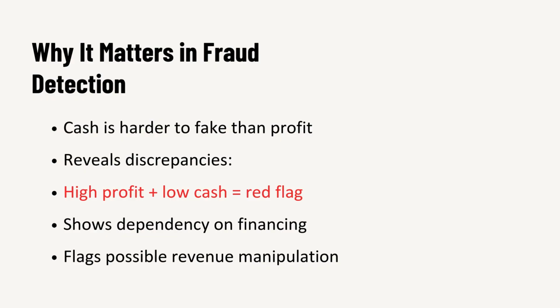Why it matters for fraud detection. Now, here's where it gets relevant for fraud. Let's say a company reports strong profits, but cash from operations is negative. That's a red flag. Something doesn't add up. Maybe they're recording revenue they haven't actually received. Or maybe they're pushing expenses to the next period to make the books look better.